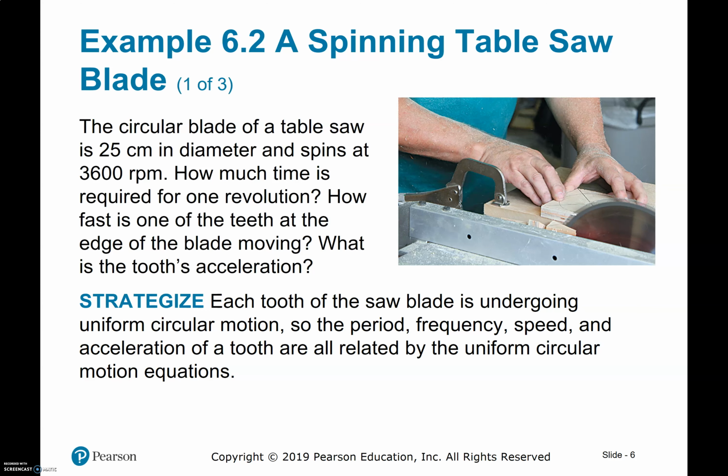So let's look at an example here. A spinning table saw. You have a circular blade that has a diameter of 25 centimeters, and it spins at 3,600 revolutions per minute. This is per minute, so we're going to have to transfer that to seconds. How much time is required for one revolution? How fast is one tooth at the edge moving? What is the acceleration? So let's get all that information.